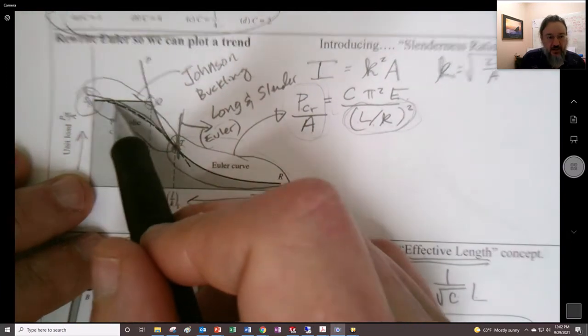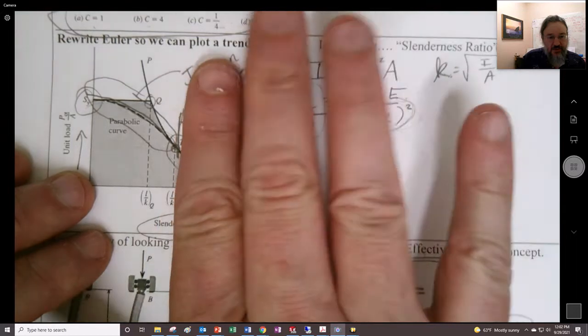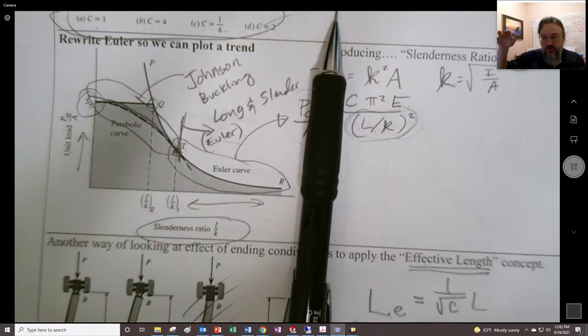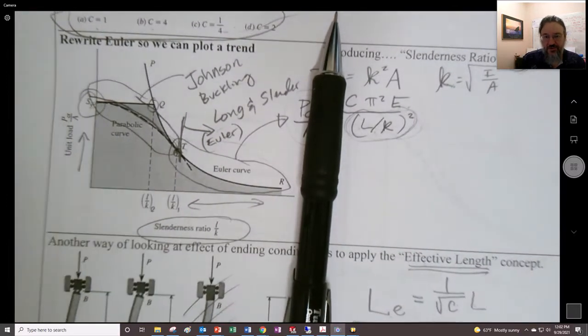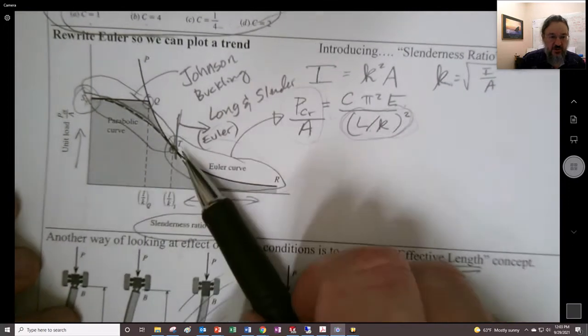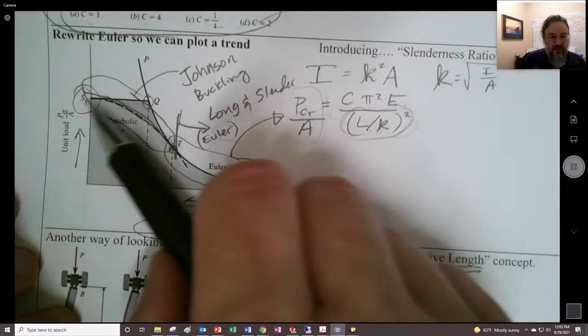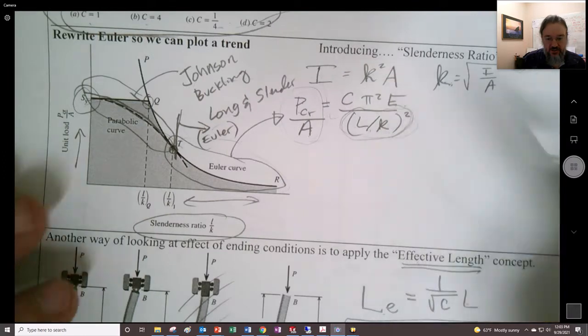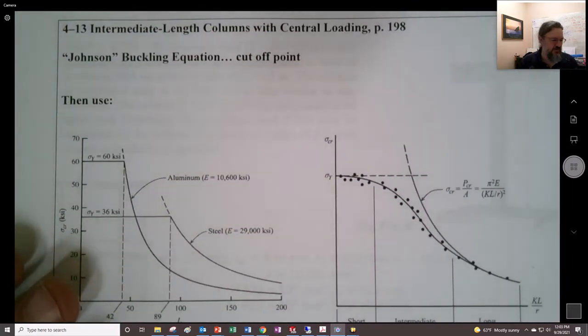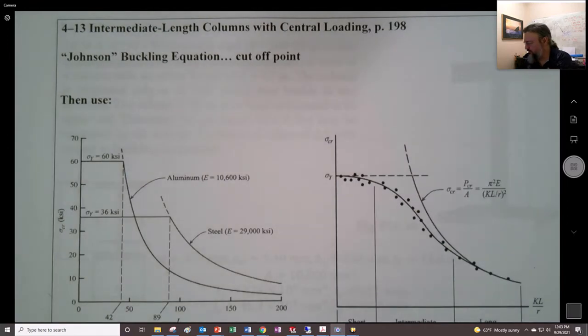We can find this from experiment too, that if it got a little shorter and a little shorter and a little shorter, at some point it's not going to follow this behavior. So we have a curve fit that falls in here, this parabolic curve, and we call this the Johnson buckling right here. We've got to find some place where there's a cutoff, where instead of doing Euler buckling, we do Johnson buckling instead.